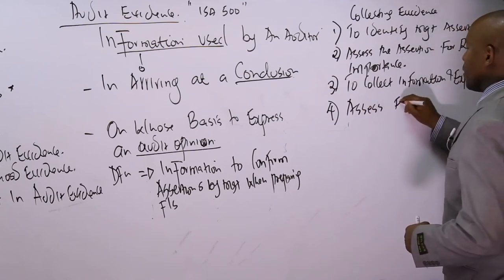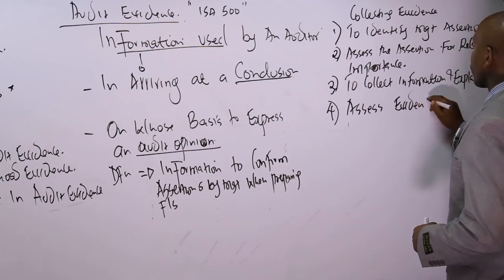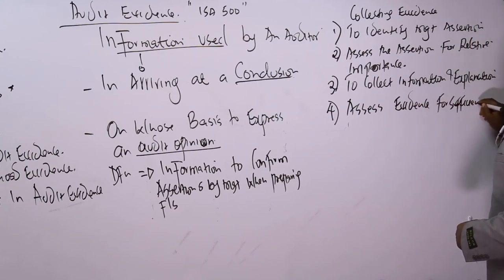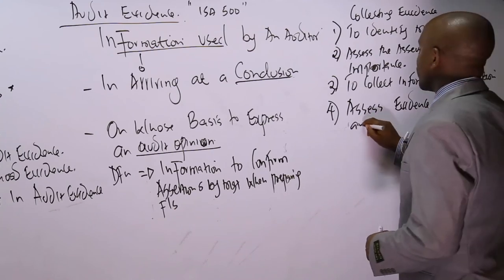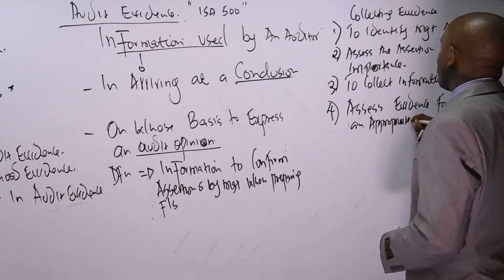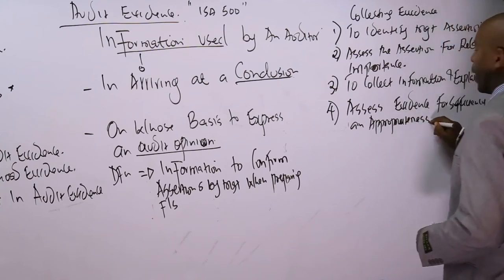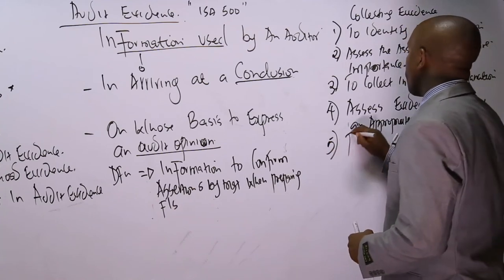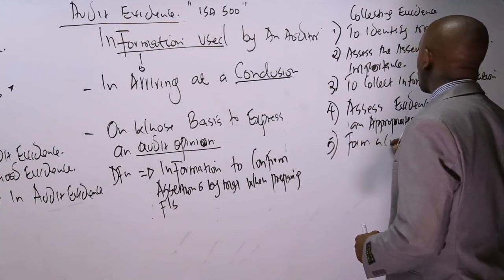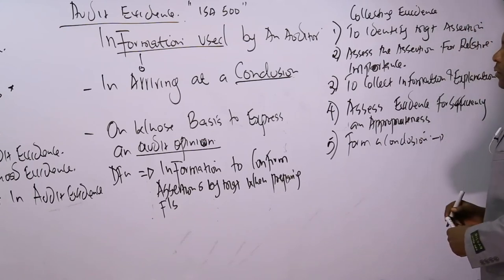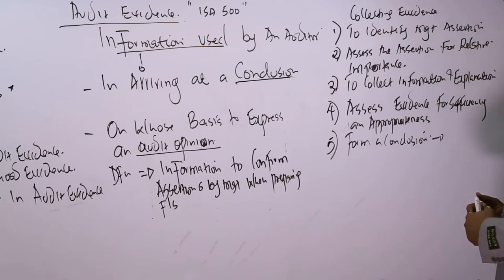Assess evidence for sufficiency and appropriateness. Once we clear collecting evidence and we find that it is sufficient, then we can go ahead and form what? A conclusion. So point number five, form a conclusion on the item in the financial statement, whether it is fairly stated or whether it is free from misstatement.